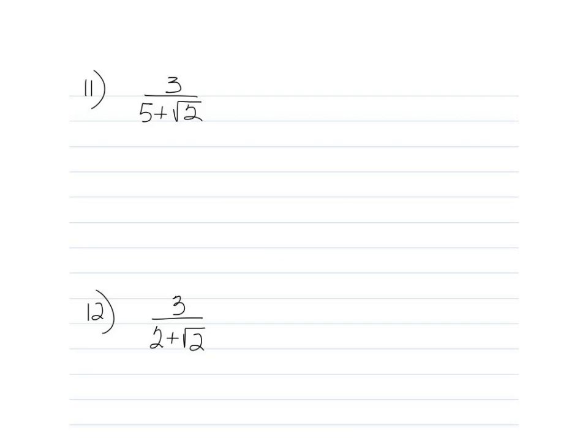Okay, here we go. Number 11. 3 over 5 plus radical 2. Notice that here, the radical is in the denominator, but it's part of an expression. So, in order to get rid of that, here's what you need to do. You need to find its conjugate.